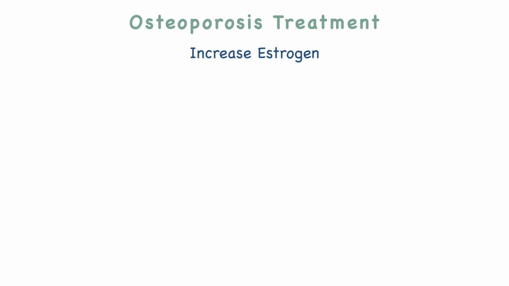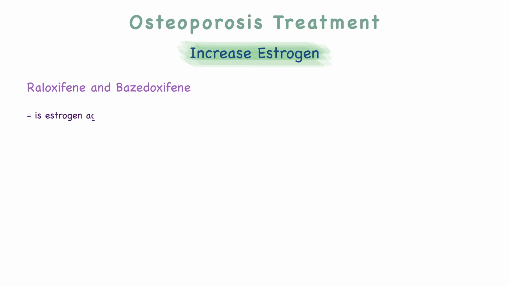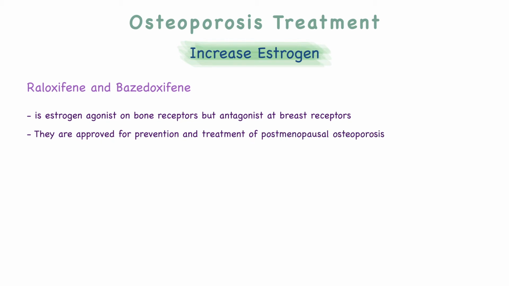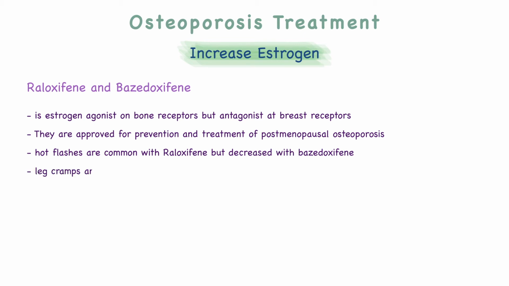For low estrogen levels, we have raloxifene and bazedoxifene, which are estrogen agonists on bone receptors but antagonists at breast receptors. They are approved for prevention and treatment of postmenopausal osteoporosis. Hot flushes are common with raloxifene but decrease with bazedoxifene. Leg cramps and muscle spasm are common with both.